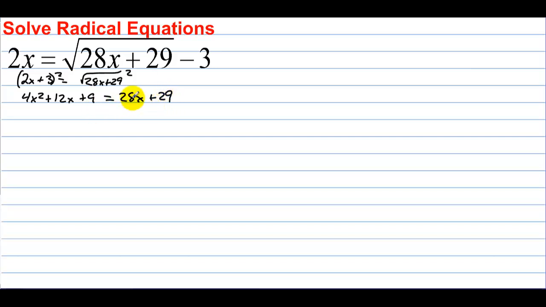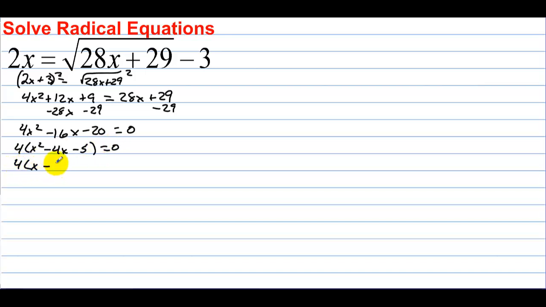Now let's minus 28x. Minus 28x. We get 4x squared minus 16x. And we'll minus 29 from both sides. Minus 29. So we get minus 20 equals 0. Let's factor out a 4. We get x squared minus 4x minus 5 equals 0. And then we have x minus 5 and x plus 1 equals 0. So x equals 5 or x equals negative 1.